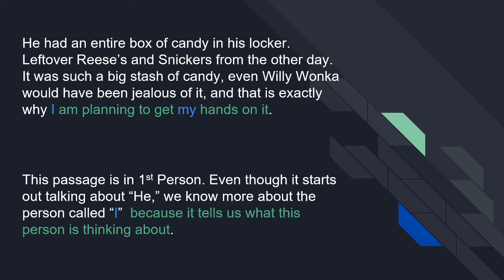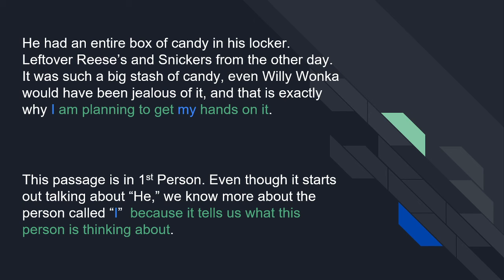This one kind of tries to trick you, throw you for a loop. It starts out in third person, talking about he and him very objectively. It's not telling us he was waiting to see his candy. He couldn't wait to eat it. So it was objective third person at the beginning, but then right at the end it switches and tells us that the narrator, I, am planning to steal it. So then that, of course, overrides everything else in the passage and puts it into first person.